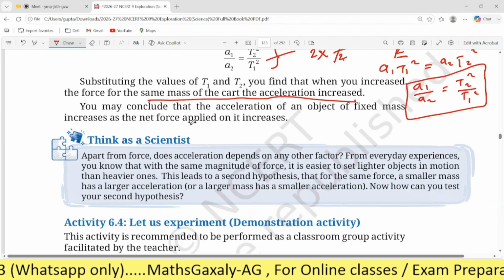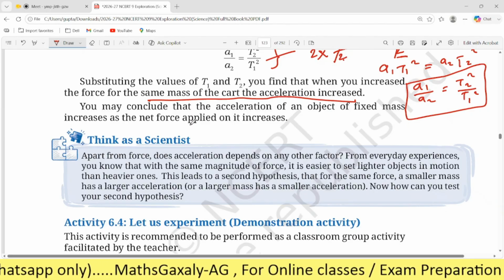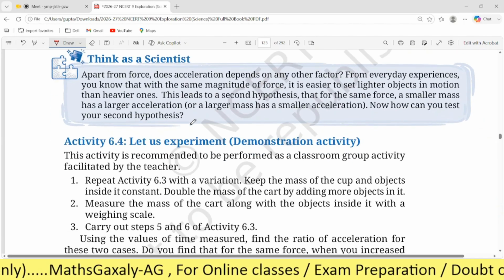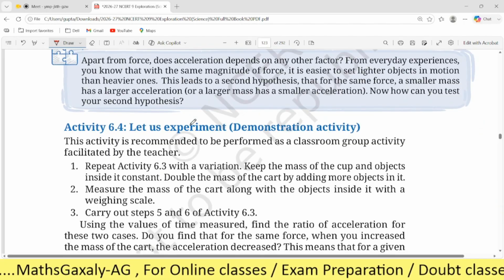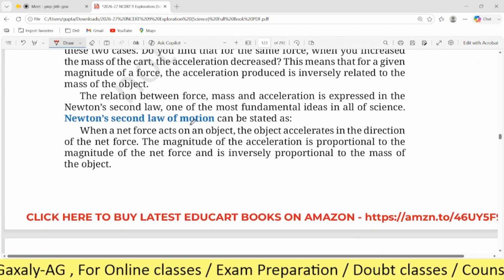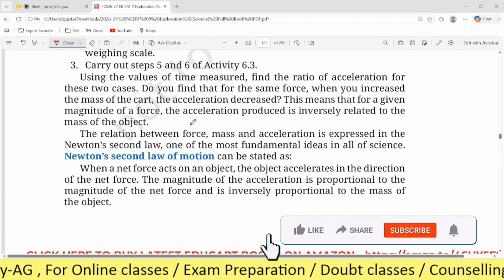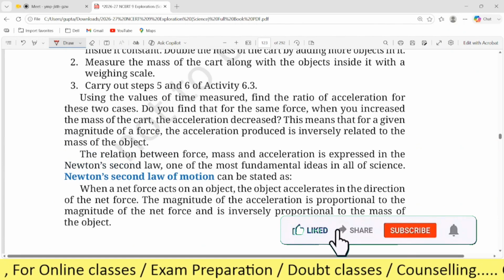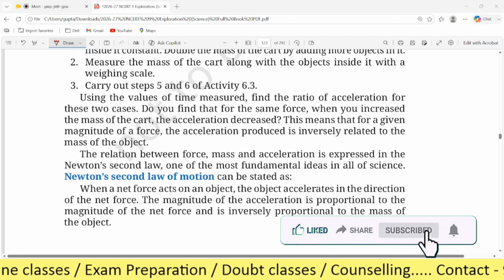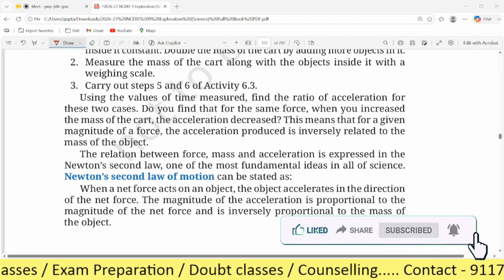So now how can you test this second hypothesis? We will test it by this experiment. Now, is it clear? Is there any doubt till here? Please confirm. No.